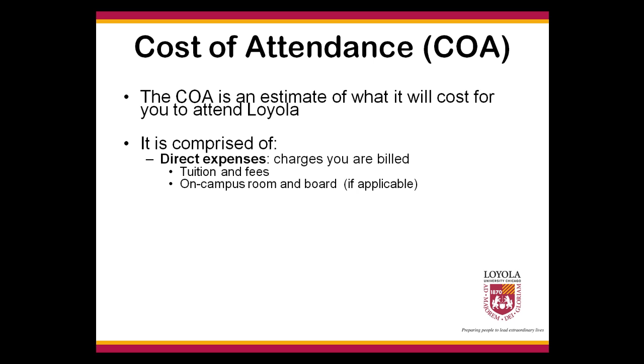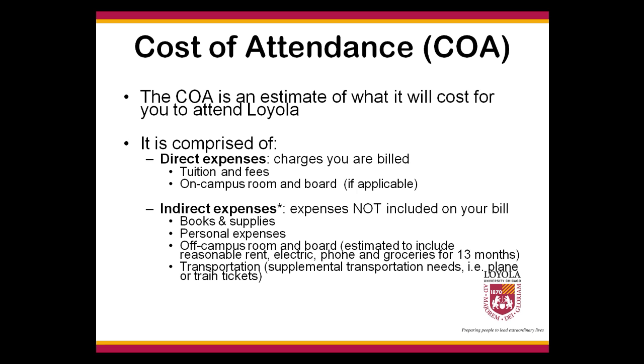Indirect expenses are expenses associated with your education that are not included in your e-bill. This would be for books and supplies. This would be personal expenses, off-campus room and board. We estimate reasonable rent, electric, and phone for the 13 months of the program. Transportation and travel expenses, the supplemental types of expenses, would also be included in that cost of attendance when we determine your eligibility for federal student loans.